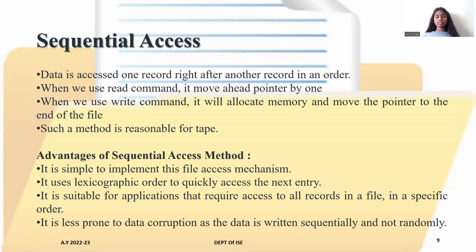Advantages of the sequential access method. It is simple to implement the file access mechanism. It uses lexicographic order, that is alphabetic order or numerical order, to quickly access the next entry. It is suitable for applications that require access to all records in the file in a specific order. It is less prone to data corruption as the data is written sequentially and not randomly.